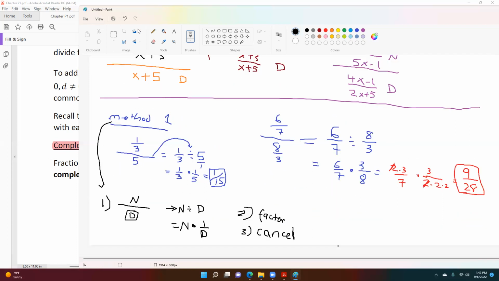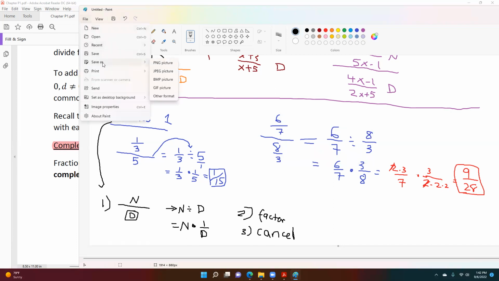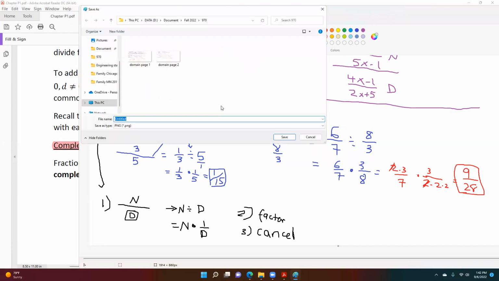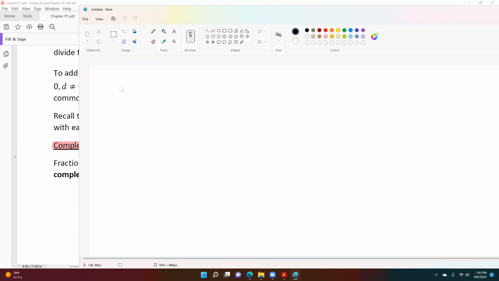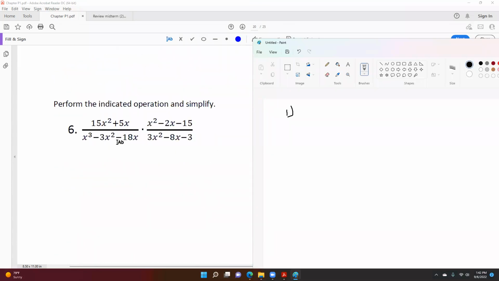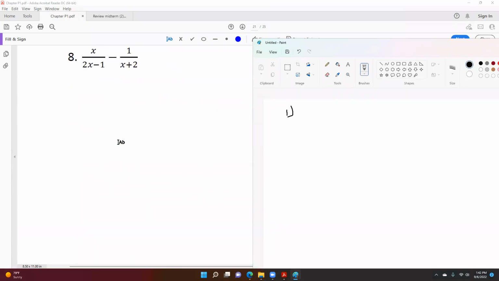So it's not that difficult. It looks difficult, but it actually is not that difficult. Okay, let me save this, complex fraction. We look at some examples here so you will see it. These are the last two questions here, question number 10 and 11.